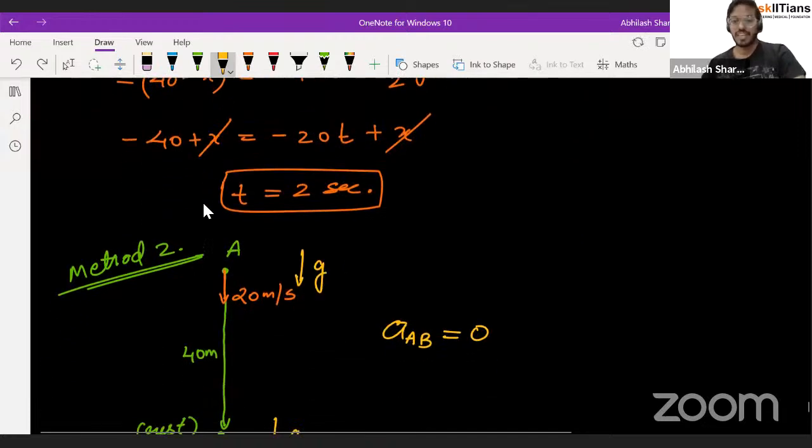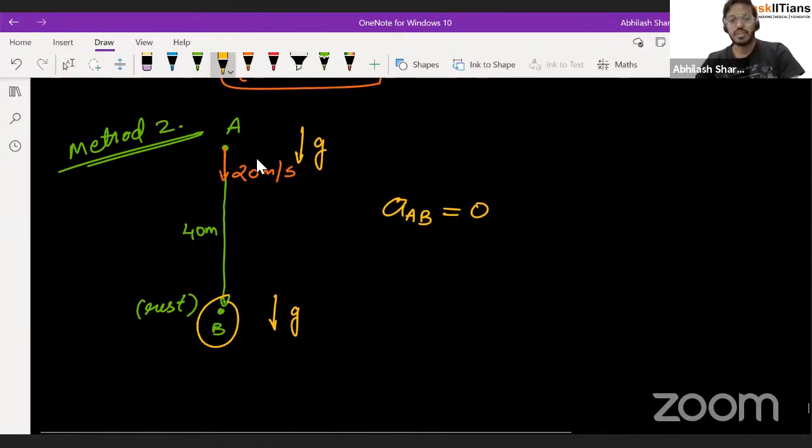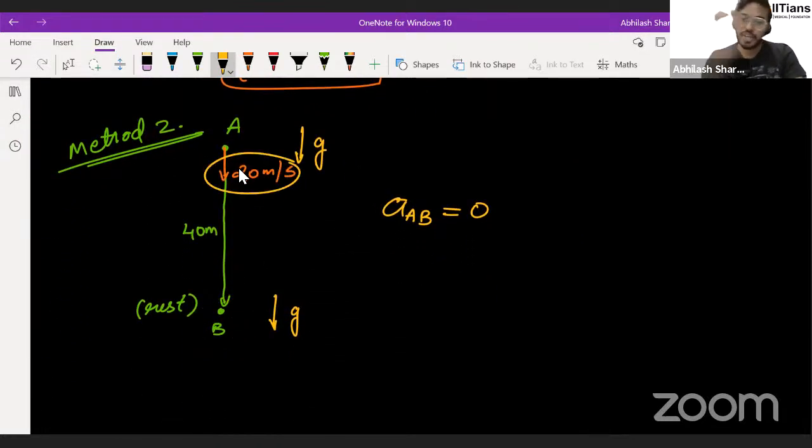So amazingly, with respect to B, the speed of A will remain 20 only. It will not change. Because according to B, gravity doesn't exist. That's the most amazing thing. And that's why I'm telling you, we are entering the field of relativity. This is how crazy the idea is.